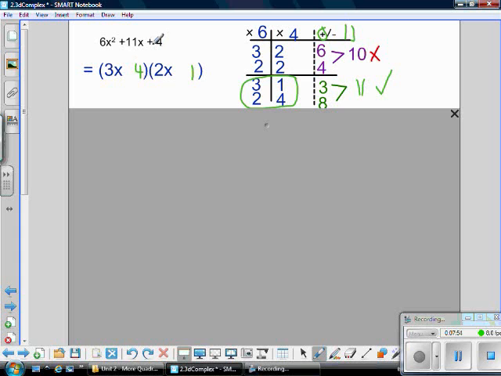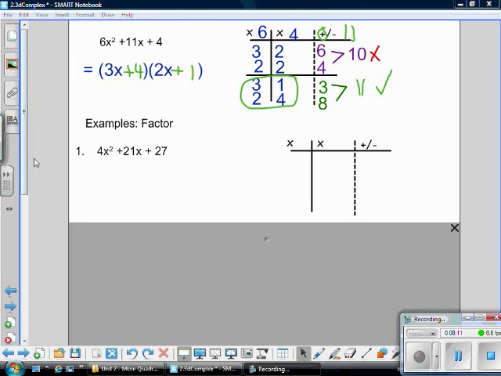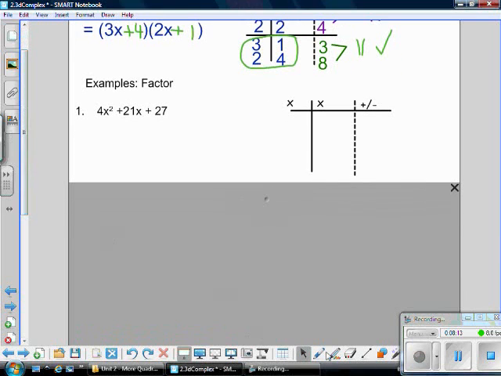Now because it's add to give me 11, both brackets are going to have the same sign and they're both going to be positive. All right, so you can see it's a little bit more work than what we've been doing. But we're going to do some more questions. The more we do, the better it becomes. All right, here's the next example. Same kind of process.